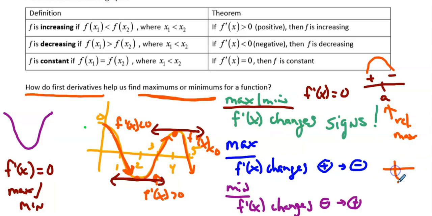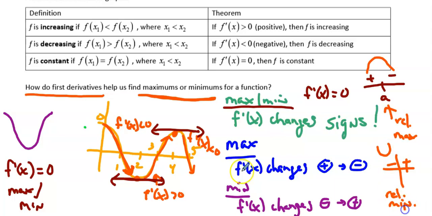If I go and do A, and this is negative positive, I don't know why I drew it like that. No idea why I drew it like that. If it's going to be negative and positive, then I'm going down and coming back up. Well, this is going to give me a relative minimum.